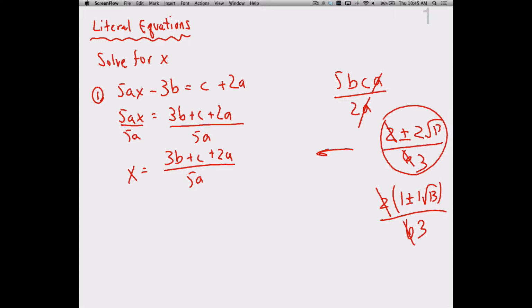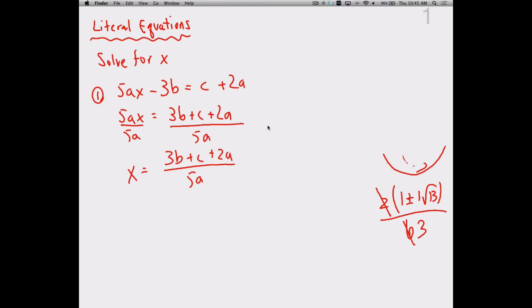So what would be? Therefore, that is my final answer right there. I can't simplify that anymore. Is that it? That's it.